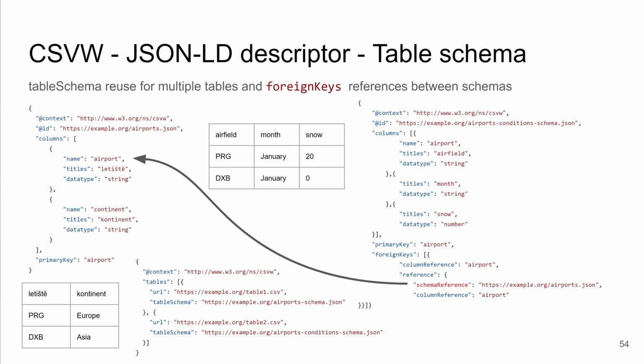It may also be defined using a reference to a schema rather than to a particular table. So in this case, we have a separate table schema published as a separate JSON file somewhere on the web. On the left and on the right, there are standalone table schemas according to the CSV on the web. Those are JSON files with just the schemas, and the right schema references the left schema. And on the bottom, we have a table group definition with two tables. Table 1 uses the first schema, and table 2 uses the second schema.